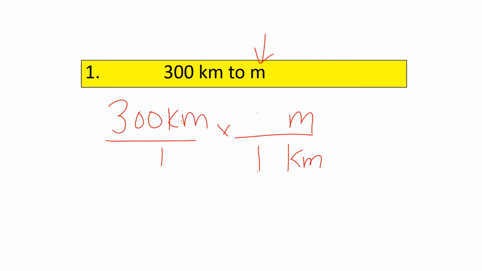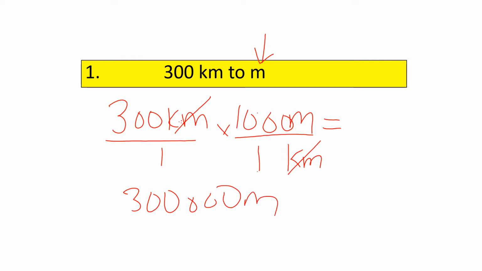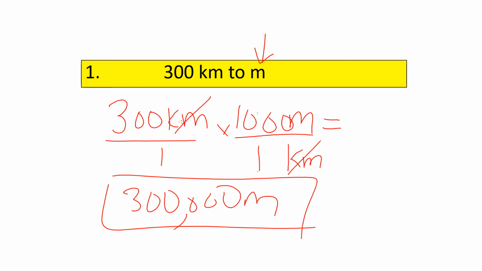So you put the 1 next to the larger measurement, and then you should know by this point how many meters there are in a kilometer. And you should remember that there are 1,000. So the kilometer cancels with the kilometer, and we end up with 300,000 meters over 1, which just turns out to be 300,000 meters.